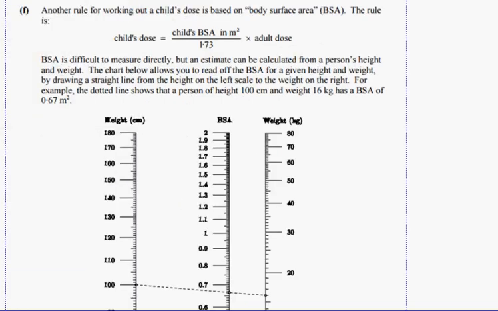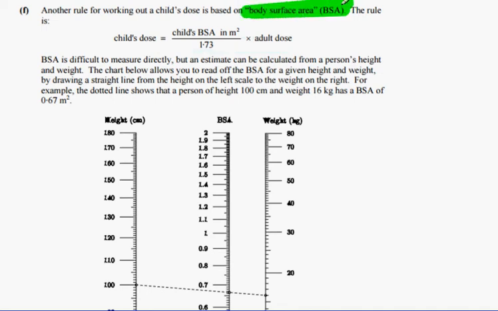Now, what we have next is this, guys. Ready? Another rule for working out the child's dose based on body surface area. Lads, body surface area would be if you were to paint somebody completely in paint. How much you have to paint them is your body surface area. It's how much is exposed to the air. So, what we do is this. The child's dose is the child's body surface area divided by 1.73 multiplied by the adult dose. Okay? So that's what it is.